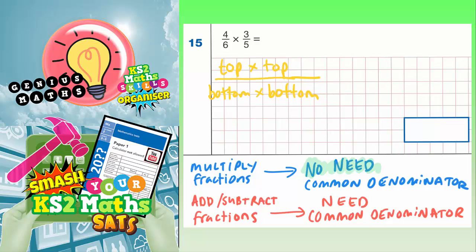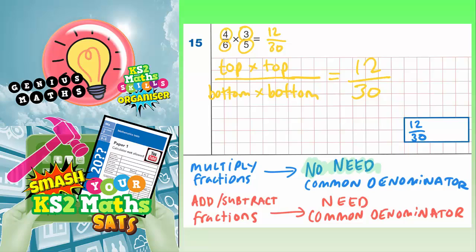So here we go. We've got to do 4 times 3, which is going to be 12. And we've got to do 6 times 5, which is going to be 30. So our final answer is going to be 12/30. You would actually get the mark if you left it as 12/30.